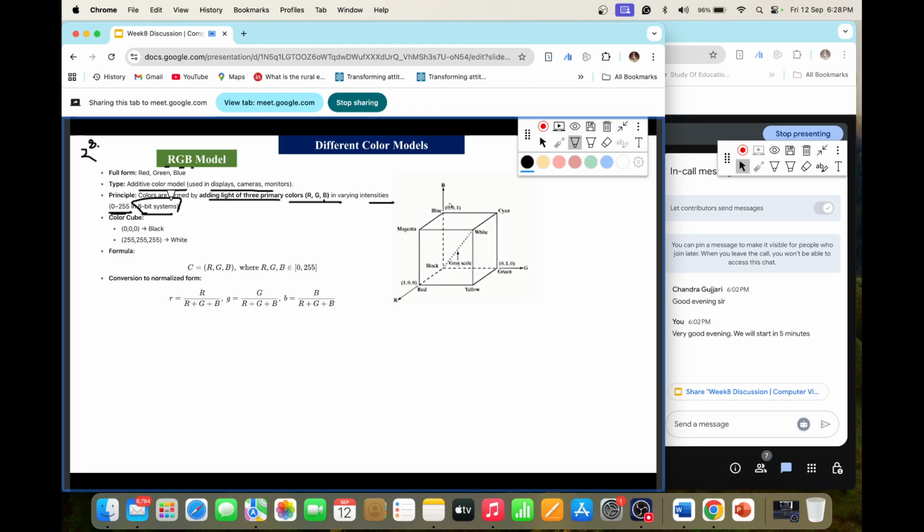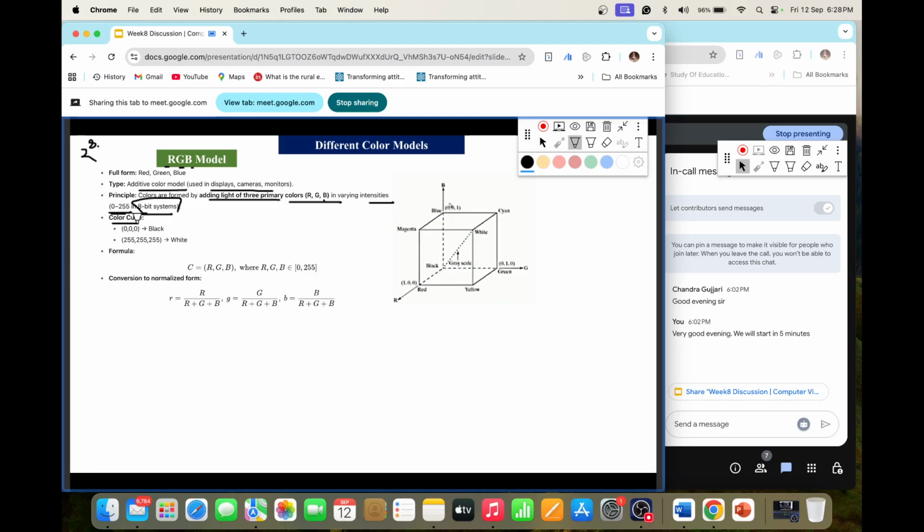So each color intensity, R will be from 0 to 255, green will be from 0 to 255, blue will be from 0 to 255. And if we associate some weight with it, that is W1 into R, W2 into G and W3 into B, then we can get the target color. So this is known as RGB color matching.